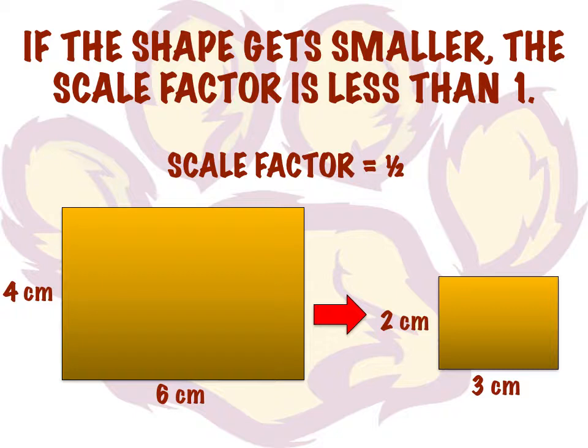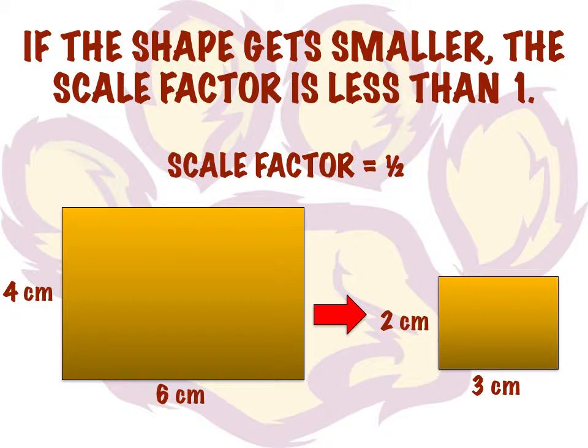If the shape is getting smaller, your scale factor is less than 1. By less than 1, that means it's going to be a fraction. So we have the same two rectangles. This time we're just going the other way. So we're going from the bigger shape to the smaller one. And you can see from 4 to 2, you divide by 2. And from 6 to 3, you would divide by 2 as well.